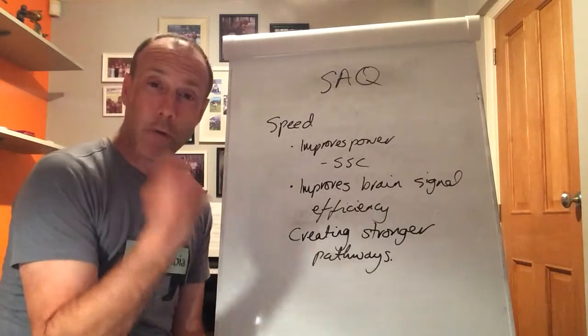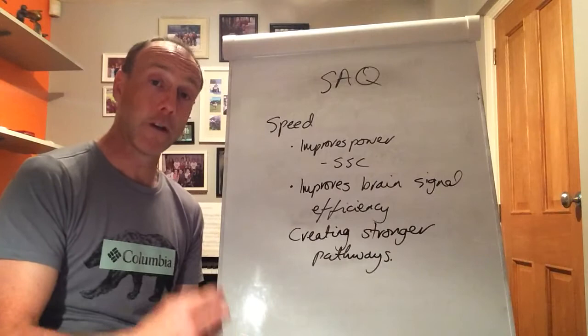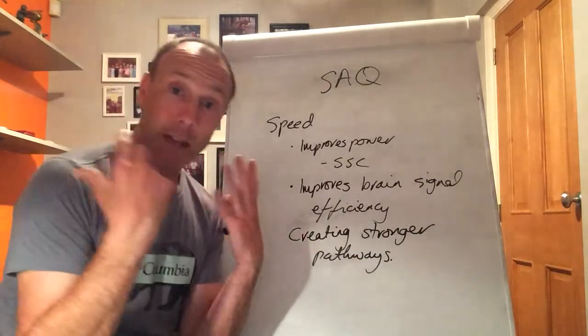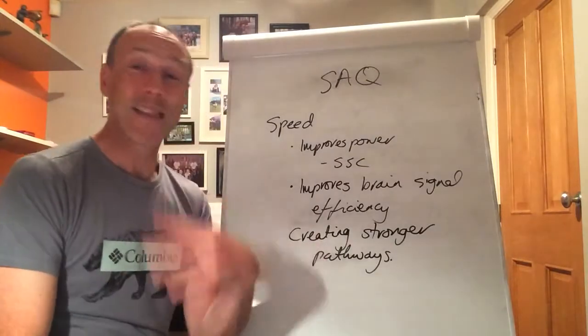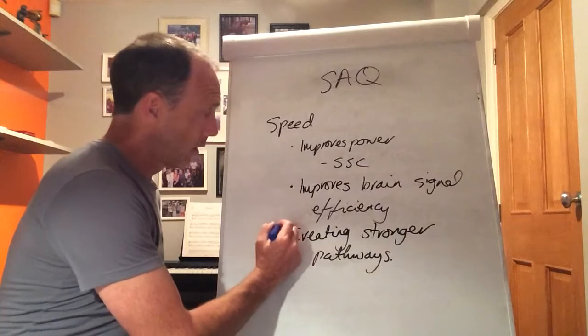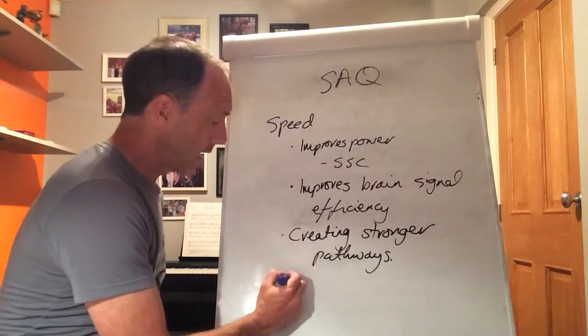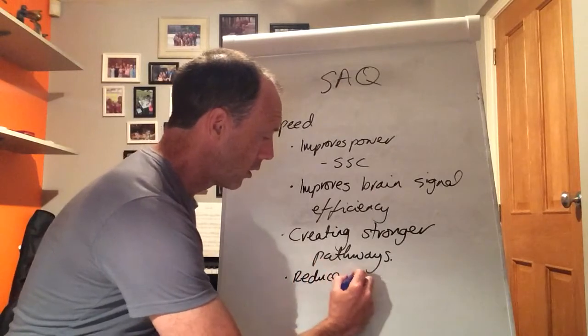So if I can improve the efficiency, the speed at which those action potentials are delivered even further, then obviously there is a faster contraction. And if my muscles can contract faster, that is going to improve my speed. In addition to that, so if I put that one here, in addition to that one, I'm going to reduce reaction time.